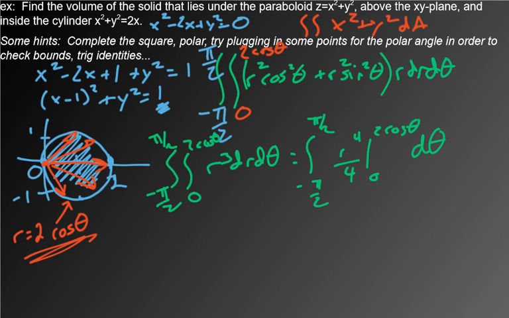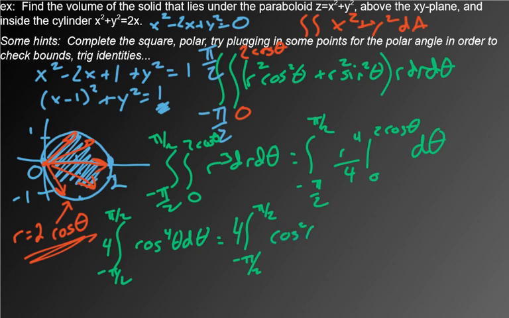So let's see what it is. Plugging this in, the zeros can be really nice. 2 to the fourth is 16, 16 over 4 is 4. So what we really get there is negative pi over 2 to pi over 2. We're going to get a 4, right? Because 16 over 4 is 4. And then we would get cosine to the fourth theta, d theta. And that really is the same thing as cosine squared theta, squared, d theta.